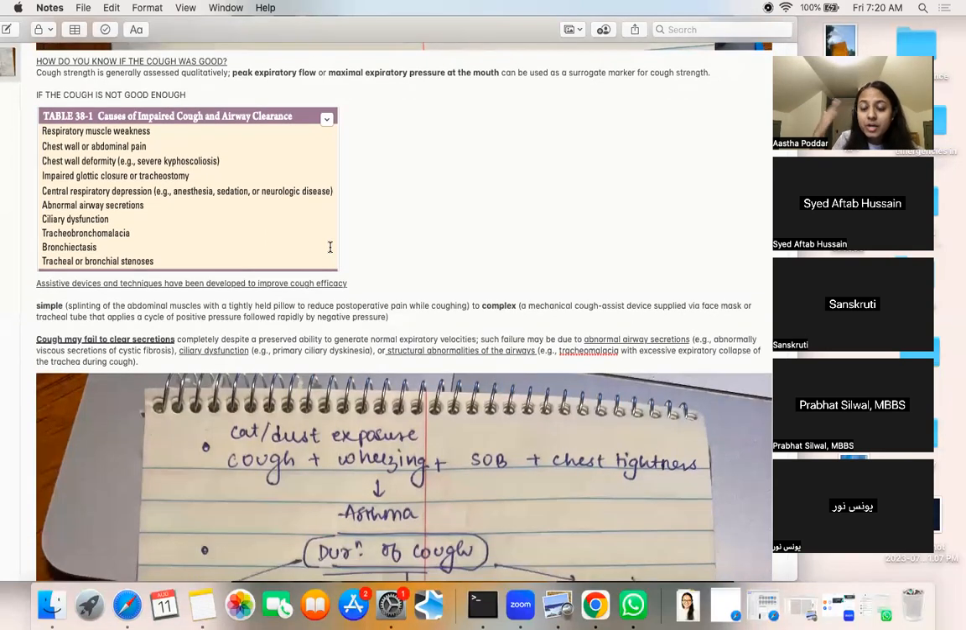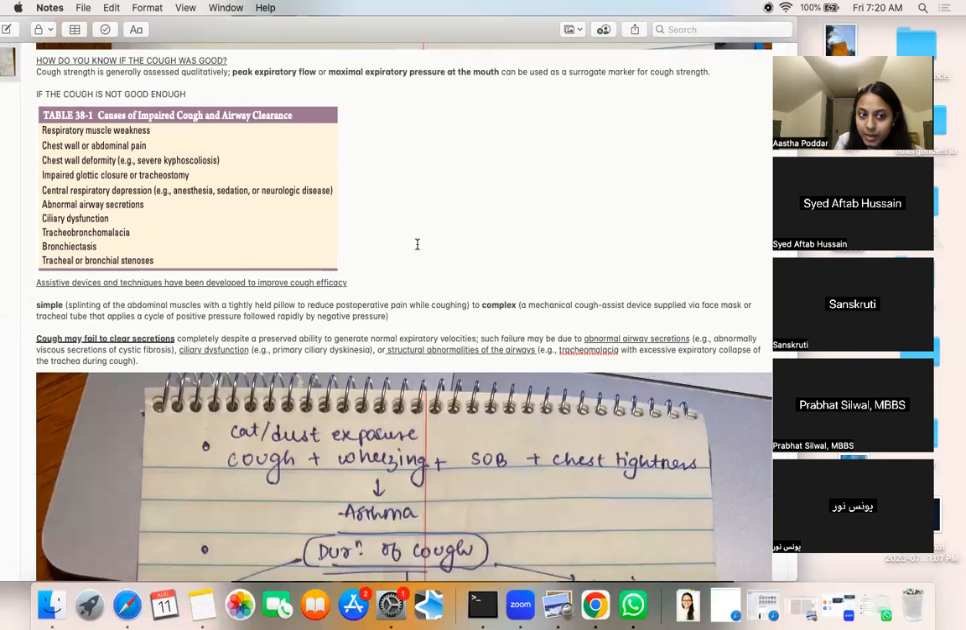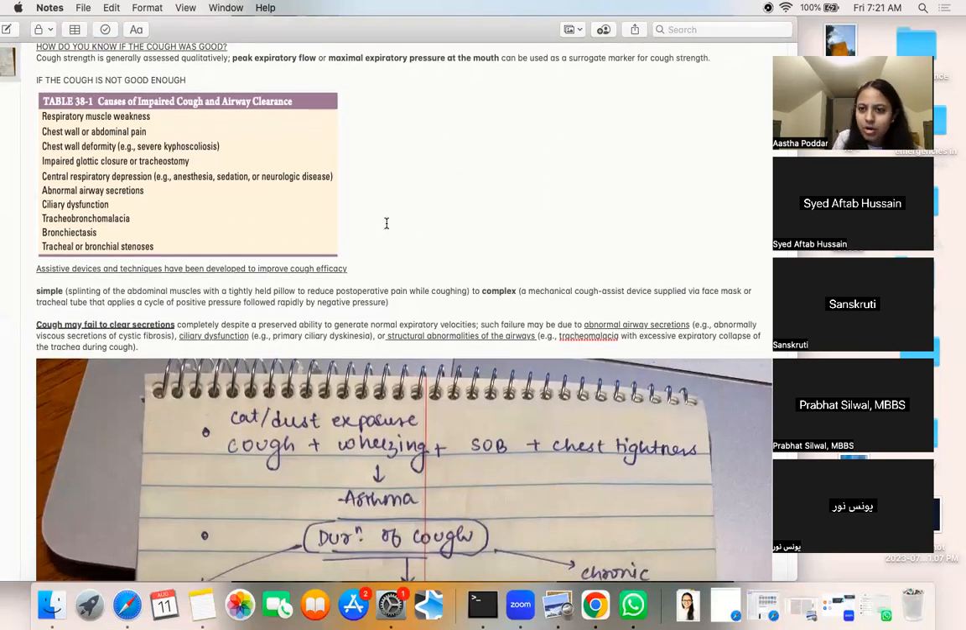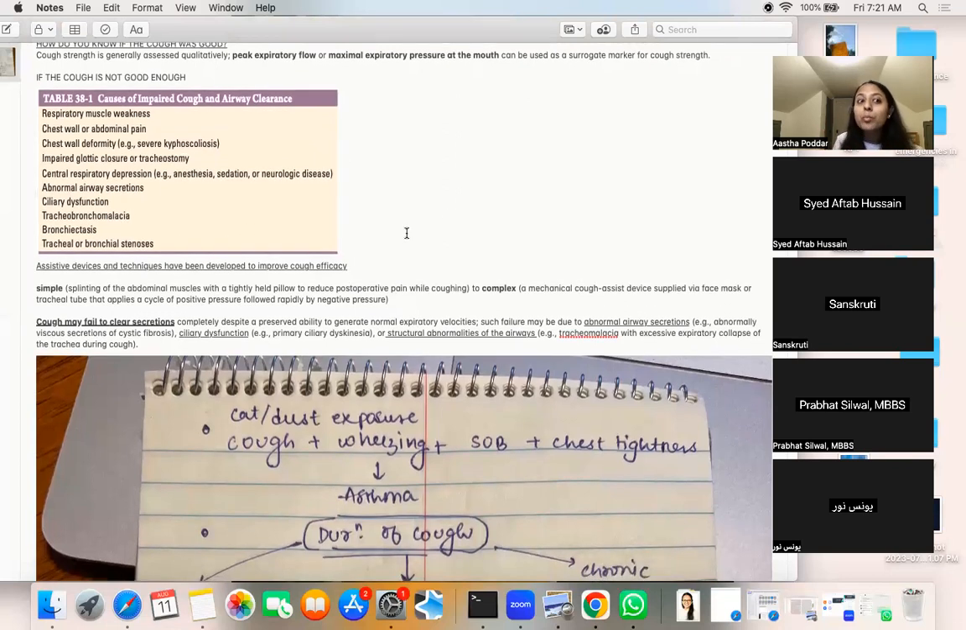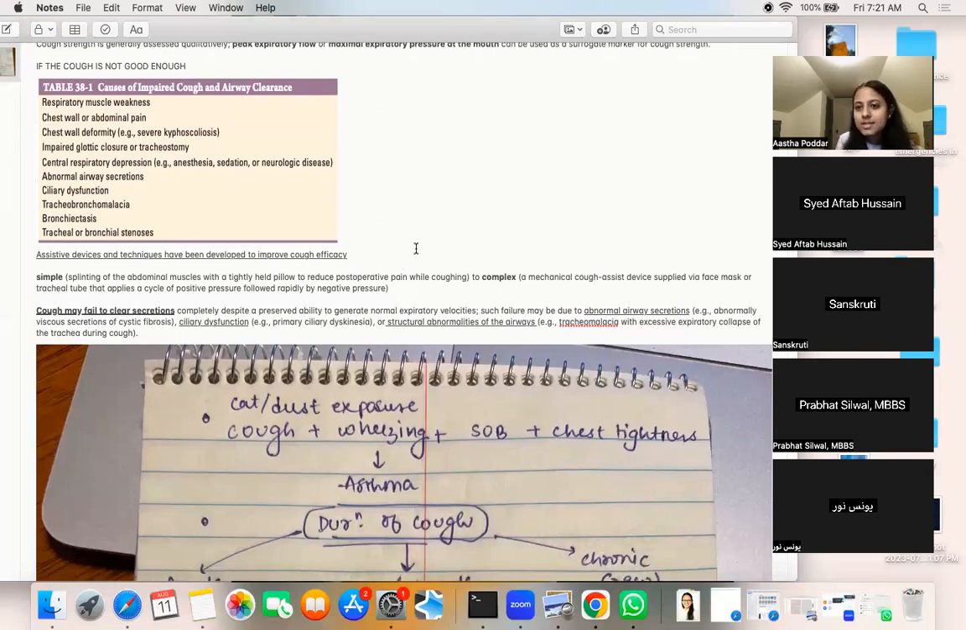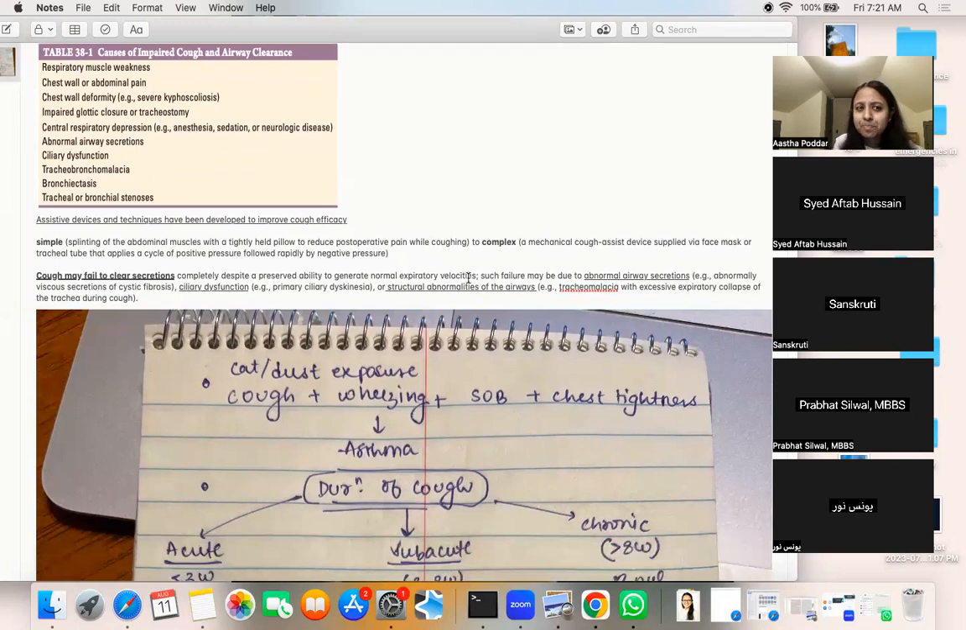Then, if there is respiratory depression for some reason, so now we are going from the external factors of our body, like the chest wall, or the impaired glottic closure, because I told you that initially you inhale, and then when the cough is being generated, your glottis closes. So if it is not working properly, again you will not generate a proper cough. And then going further down, the afferent signals travel to the central nervous system, so if the central nervous system is depressed, then there will be an improper cough, in cases of anesthesia, sedation, or any neurologic condition. And then if the secretions are too much, or if the secretions are also cleared with the help of cilia, so if the cilia aren't functioning properly, like ciliary dysfunction, and if there is tracheobronchomalacia or bronchiectasis, all these things assist in having an improper cough.